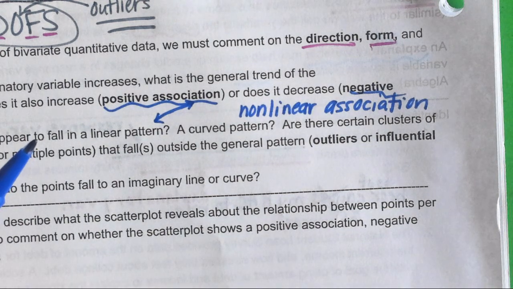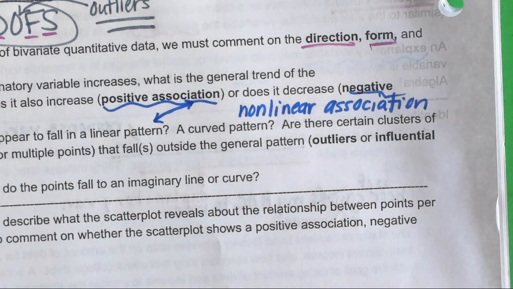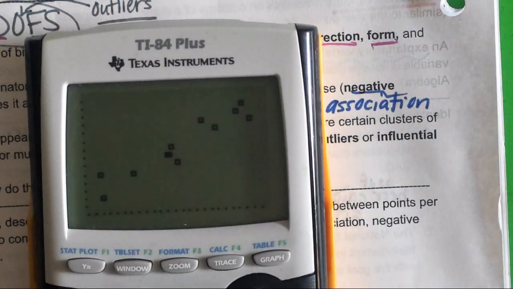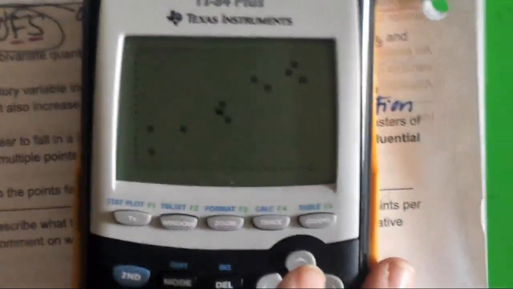I would reference the specific point. So I don't see anything that looks ridiculous in our data. Here, let me turn my light on. That might help.